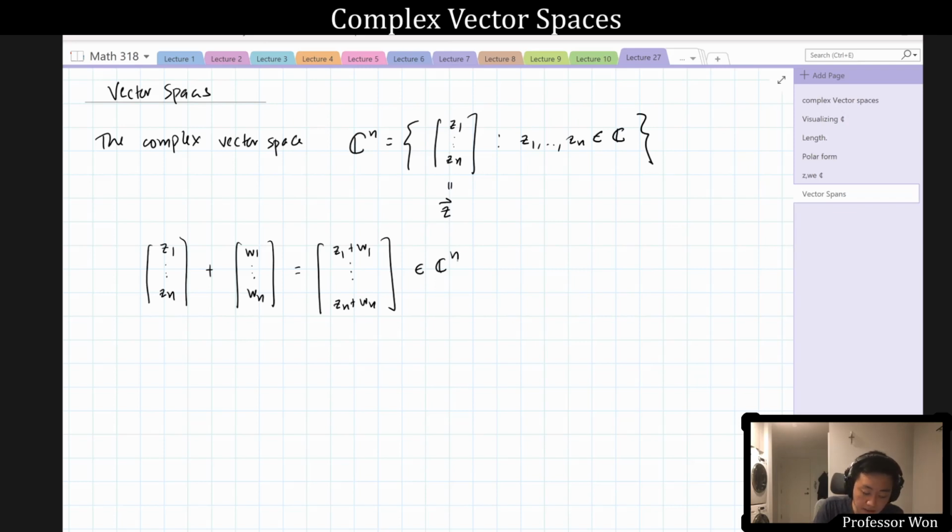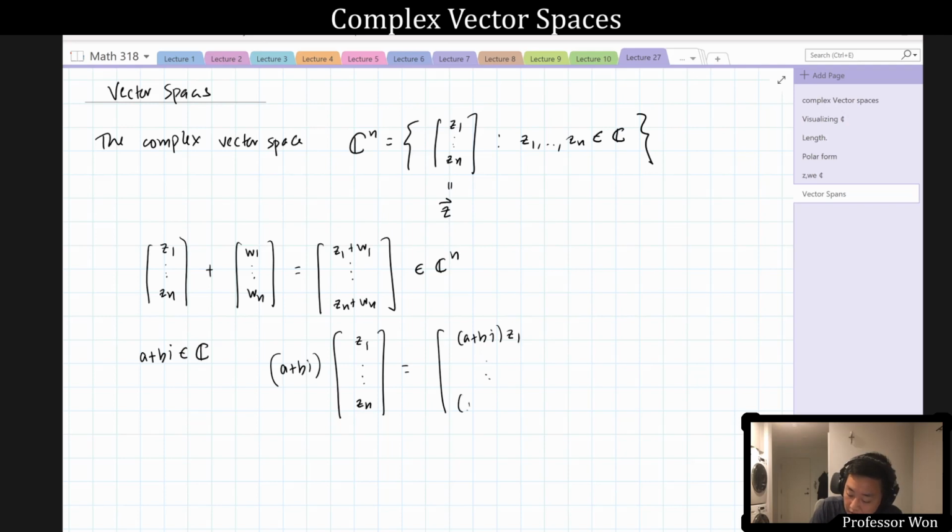And now if I take a scalar, which will look like a + bi in C, then when I scalar multiply this vector by this scalar, remember, we're working over C, so the scalars are complex numbers. You just multiply into each component. And each of these were complex numbers, so when you multiply them by another complex number, you get a complex number. So that's also an n-tuple of complex numbers.